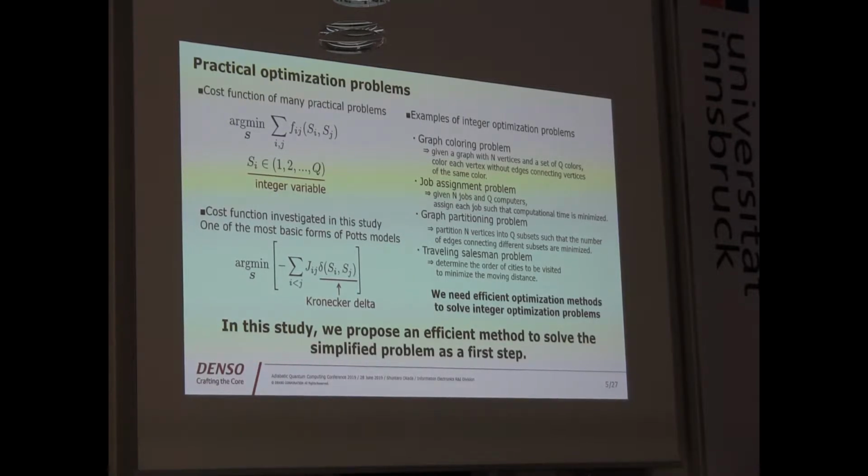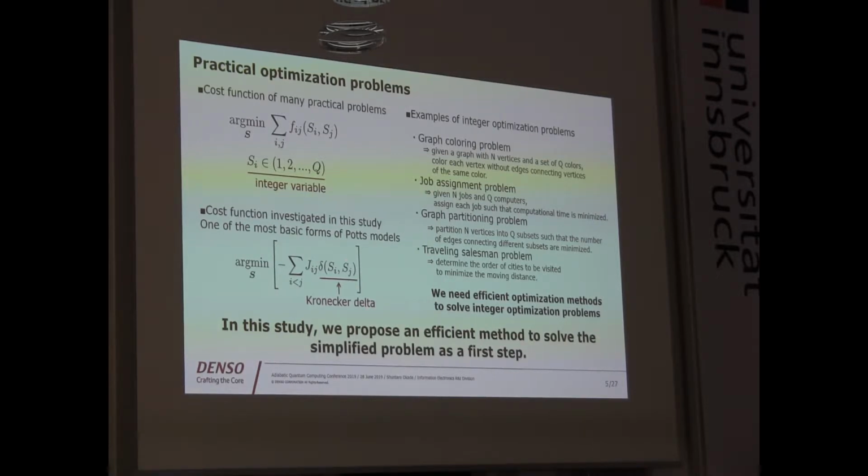So we need efficient optimization methods to solve integer optimization problems by the deep quantum annealer. In this study, I focus on this simplified integer optimization problem as a first step, which is one of the most basic forms of the Potts model, and we propose an iterative optimization method for solving it using the deep quantum annealer.